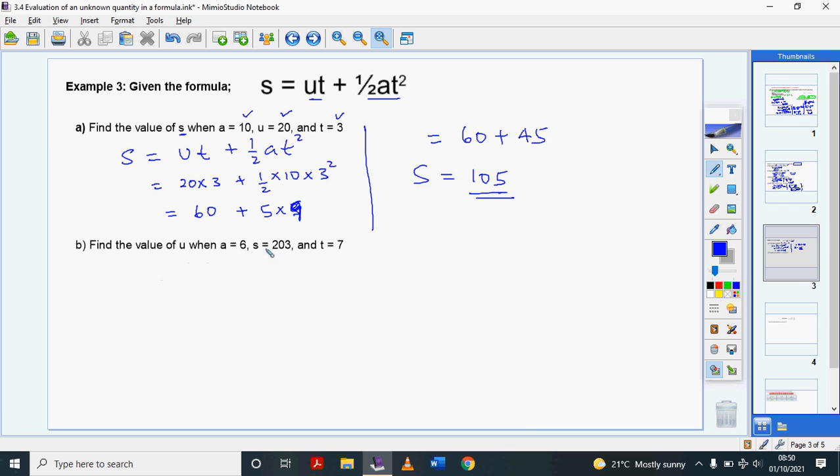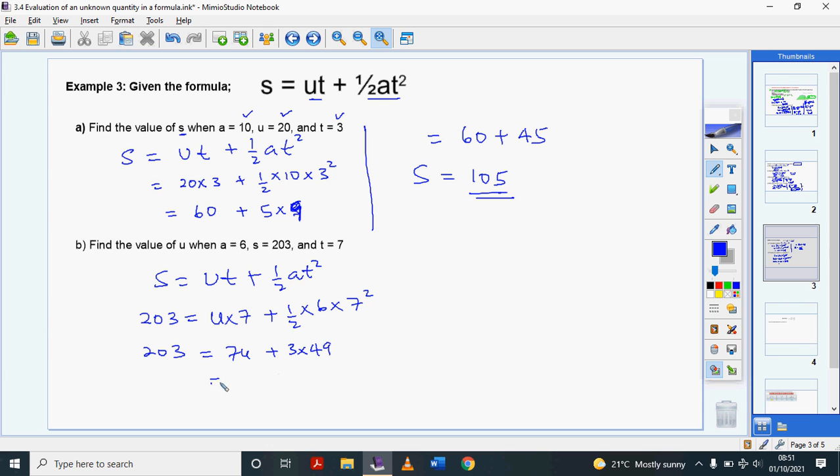Find the value of u when a is 6. So the formula is s is equal to ut plus 1/2 at squared. So I know s is 203, u is what I need to find, times t, which is 7, plus 1/2 times a, which is 6, times t squared, which is 7 squared. So 203 is equal to 7u, 1/2 times 6 is 3, and 7 squared is 49. So 3 times 49 is 147, I believe.